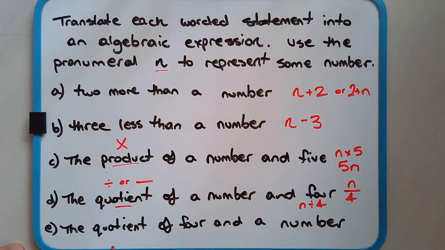The quotient of 4 and a number. Notice the order. In part D, the first thing quoted was the number and then the number 4. In part E, we quote the number 4 first and then that number. So instead of it being n over 4, it's going to be 4 over n. Or we could write it as a division, 4 divided by n. Okay, let's have a look at some more examples.